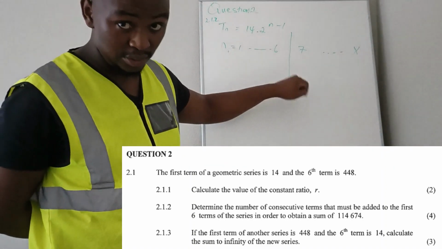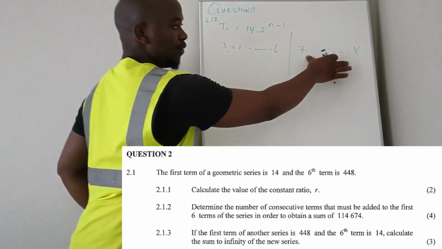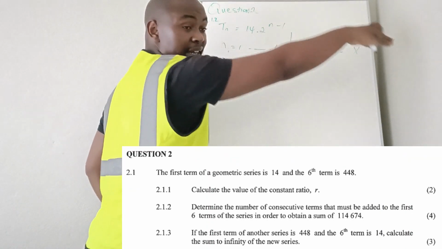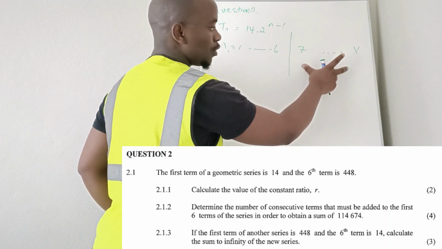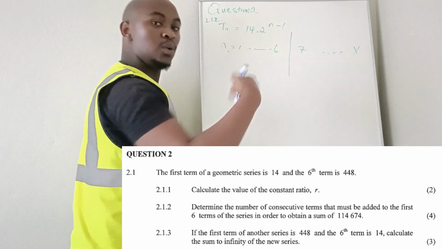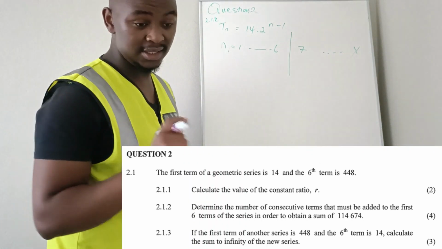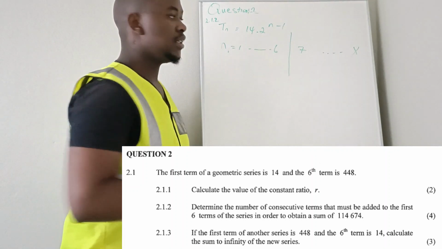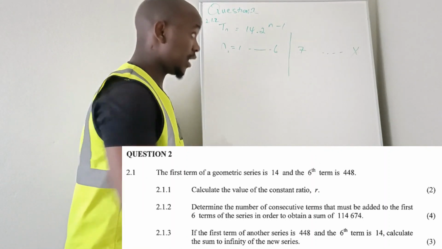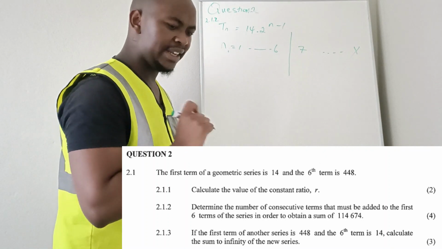This is not the value that is in that term, but just the term number. So we're being asked how many of these, so the values that are in there, how many, if we were to sum those values and then add to the sum of these, how many do we need in order to get 114,674?